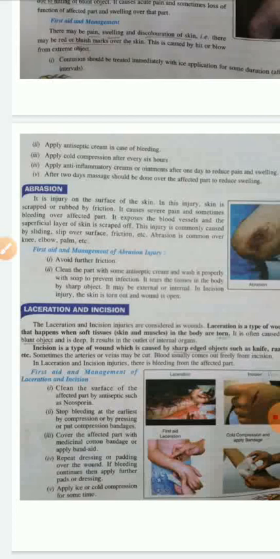What are the first aid and management of abrasion injury? First is avoid further friction. Clean the part with some antiseptic cream and wash it properly with soap to prevent infection.